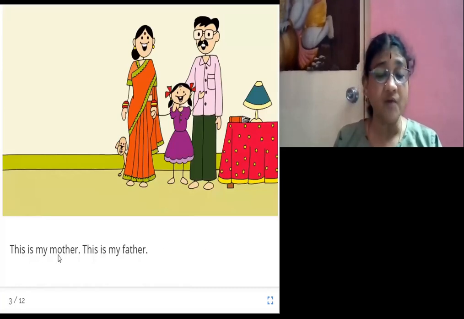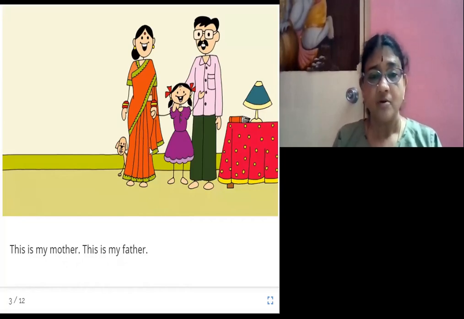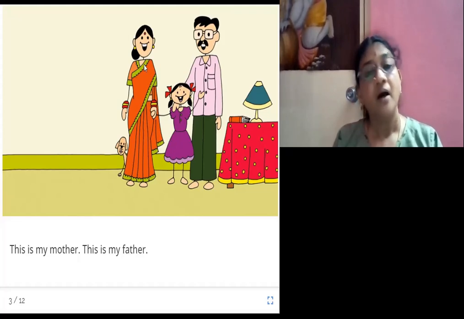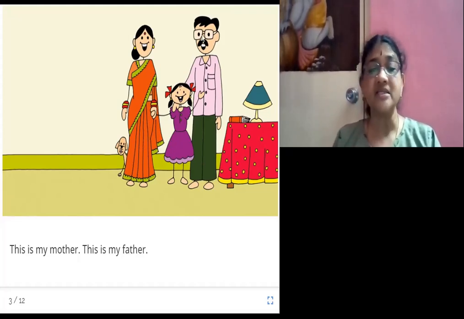This is my mother. This is my father. So this lady who's standing next to this Tuk Tuk girl is her mother. And this man is this girl's father.